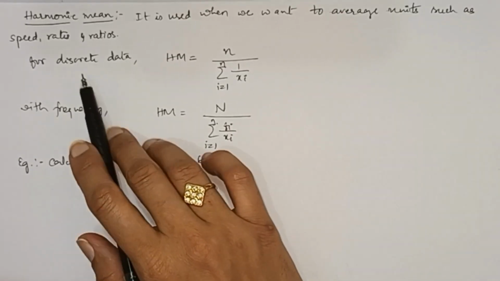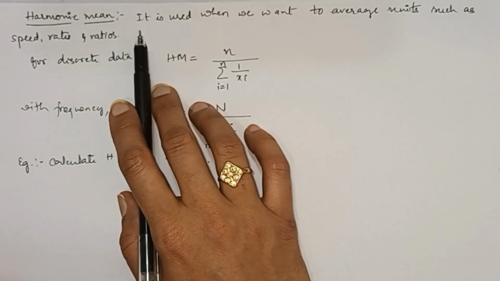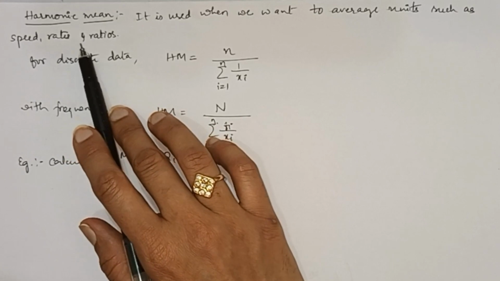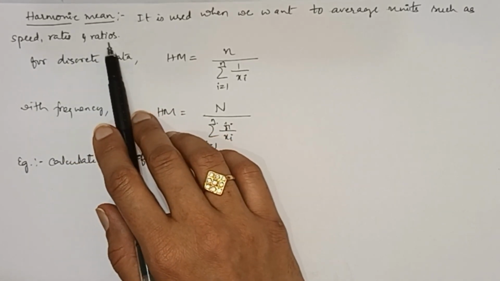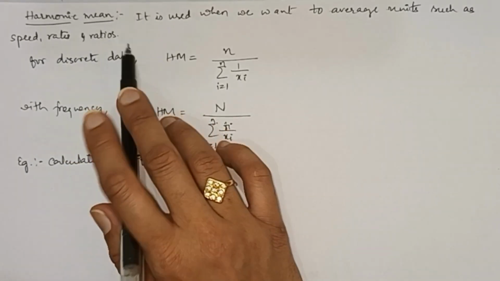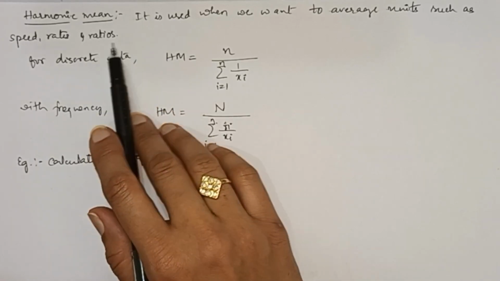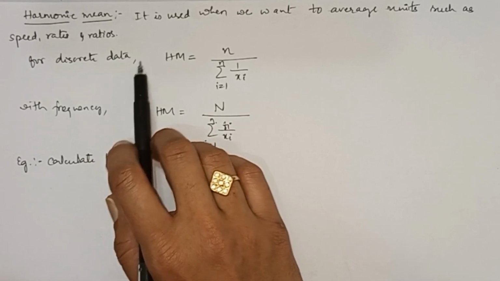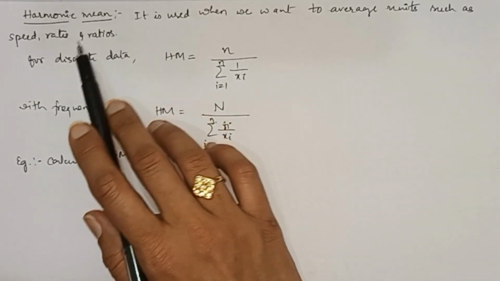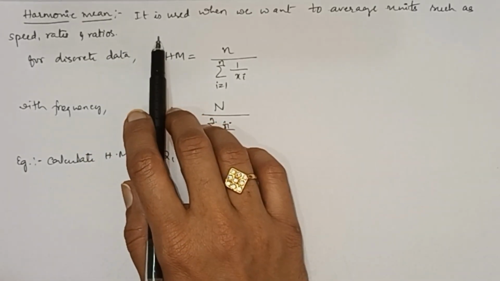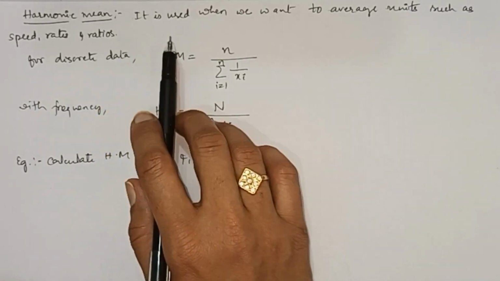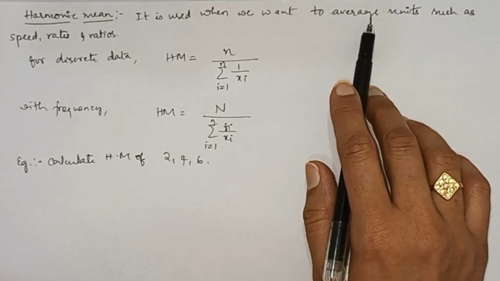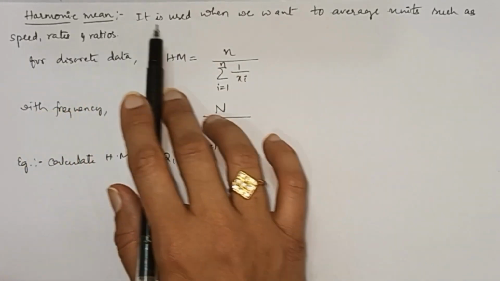The last type of mean is harmonic mean. It is used when we want to average units such as speed, rates, and ratios. This mean would be appropriate there. Most of the time we use arithmetic mean. In rare cases, we use a geometric mean and harmonic mean. Geometric mean is used when you have to find the returns in investments, and harmonic mean is used when you have to find average units such as speed, rates, and ratios.